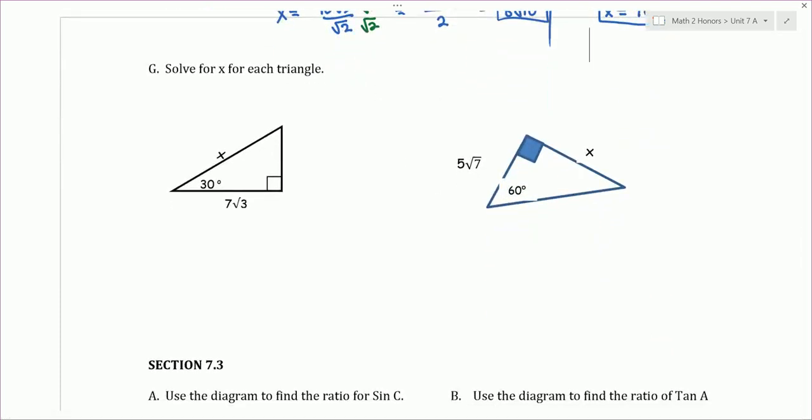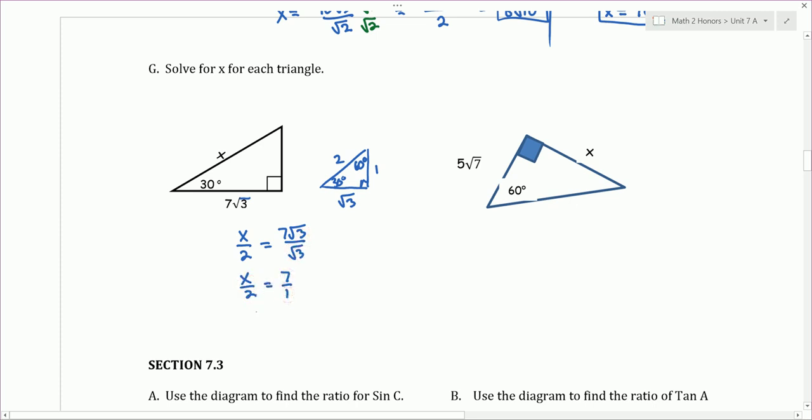Part G. Again, set up another 30, 60, 90, one from which we know the side lengths, and set up a proportion. Here x over 2 is equal to 7 root 3 over root 3. Reduce. Cross multiply, and you get x is 14.